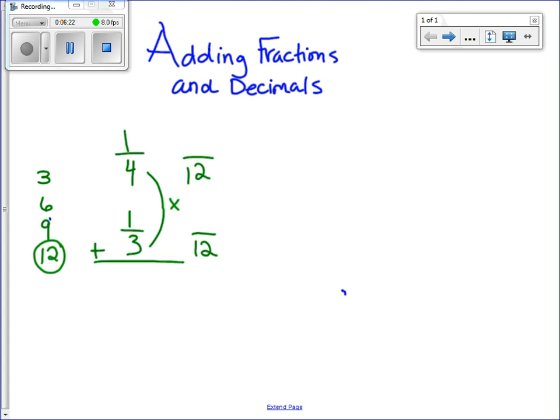So I know my denominator will be 12. I need to figure out how to get from 4 to 12. I know that's times 3. Whatever I do to the bottom, I do to the top. Second one, 1/3. How do I get from 3 to 12? That's times 4. And whatever I do to the bottom, I do to the top. So now I just add 4 and 3, and my denominator stays the same. So my answer is going to be 7/12.